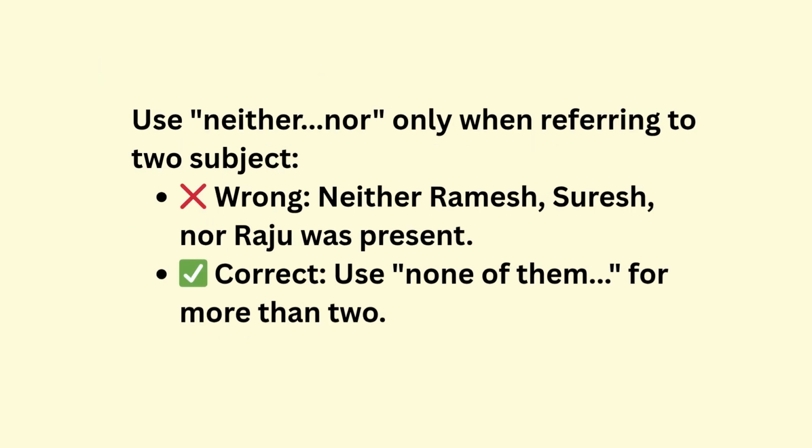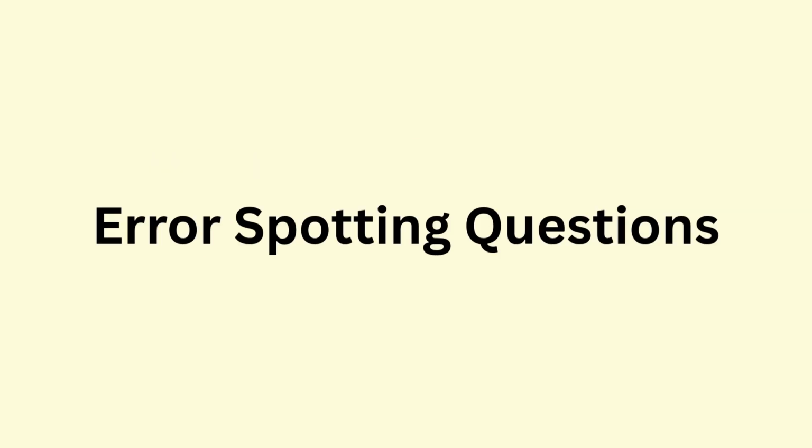The third rule that you have to keep in mind for neither nor is that neither and nor is used for only two subjects. If you want to use more than two subjects, for example, Ramesh, Suresh nor Raju was present, you need to use none of them because neither and nor is used only for two subjects. Let's do some error finding questions as well for practice.